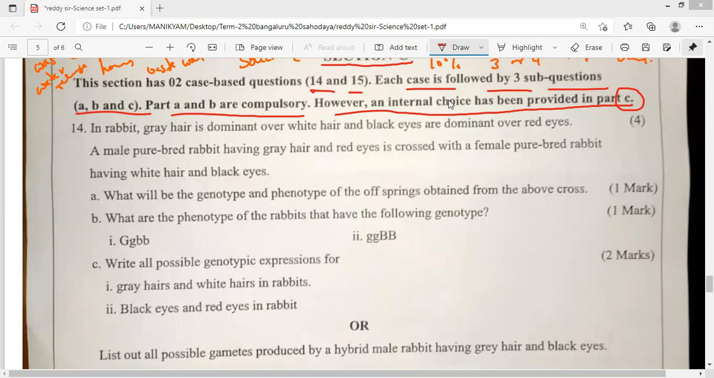Okay. So in rabbit, gray hair is dominant over white hair. So who is the dominant hair here? Please respond. Gray hair is dominant.